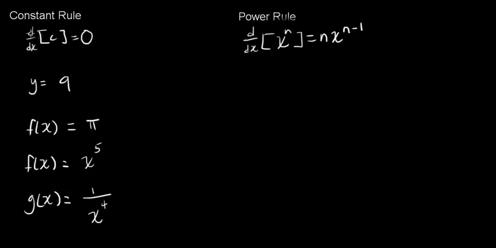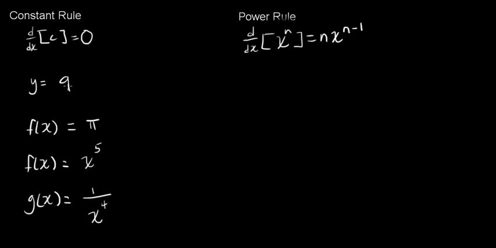Let's start by reviewing two of the most important and basic rules of differentiation, which are the constant rule and the power rule. Let's start with the constant rule. The constant rule states the derivative of a constant is always going to be 0. And the power rule states the derivative of x to the nth power is n times x to the n minus 1 power. Now let's think about how we can use this.